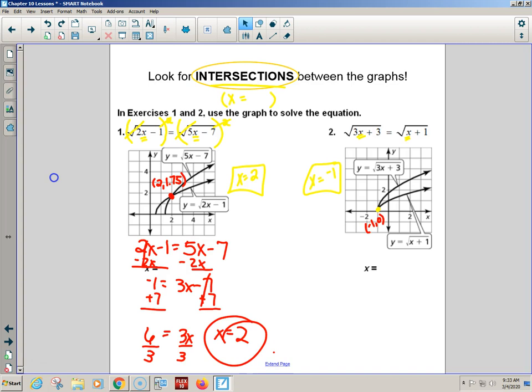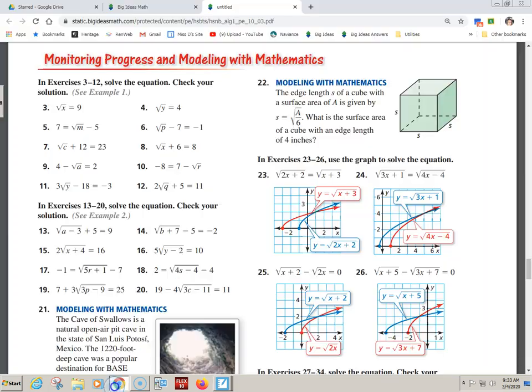Nice. All right, pause. We don't have to go all that far today. Let's get back into homework. Homework was 3 through 9, 13, 15 through 19.